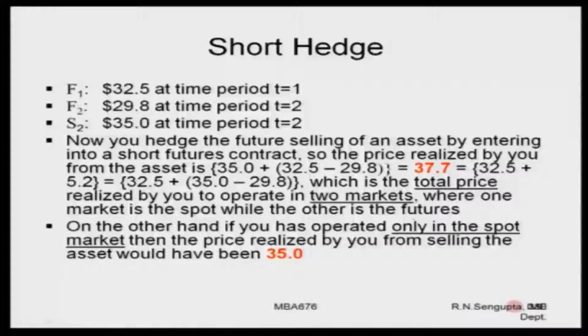So, once you find out the total price, because you are operating in two different markets, one in room 1 which is the spot, room 2 which is the derivative. On the other hand, if you have operated only in the spot market, which is room 1, then the price realized by you from selling the asset would have been 35, as given by the S2 value.